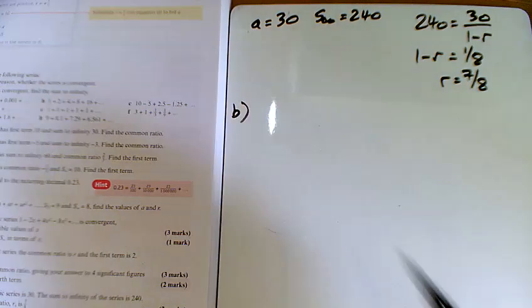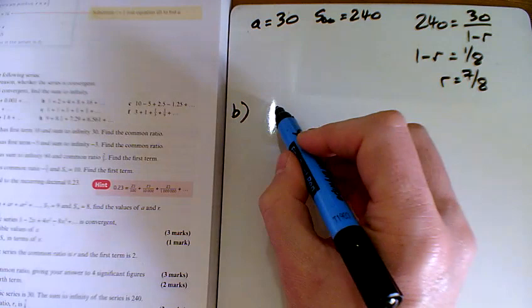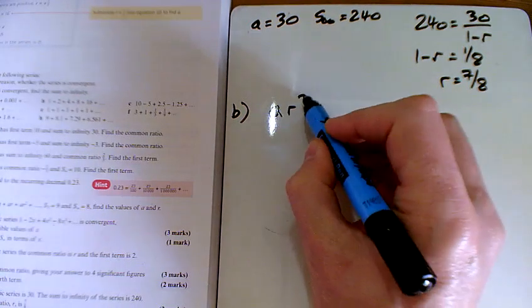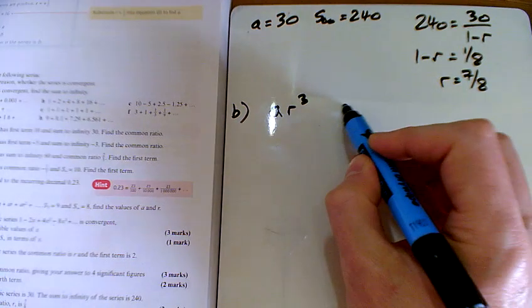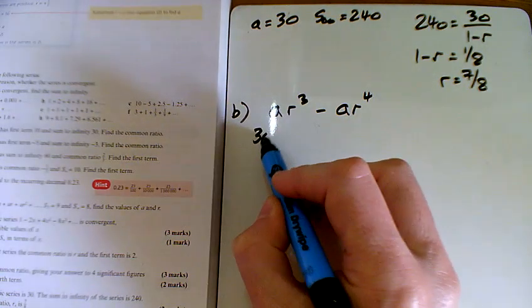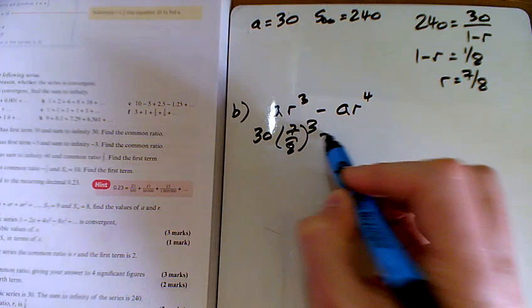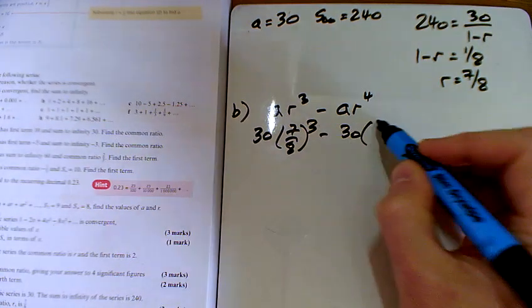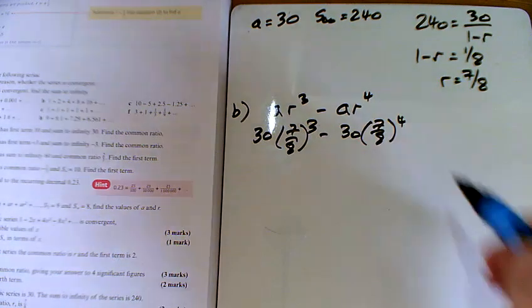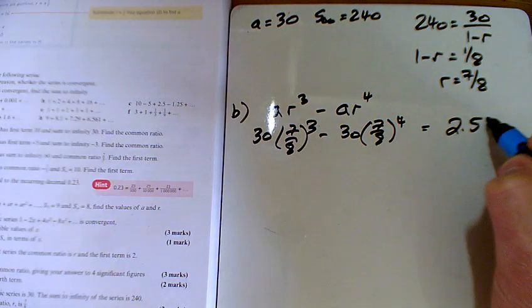For part B, you're asked to find the fourth and fifth terms. So the fourth term is ar cubed, and the fifth term is ar to the 4. And so we can work out what the difference between them is just by putting in the values and just tapping all of that into the calculator. I tapped that into the calculator and got 2.51.